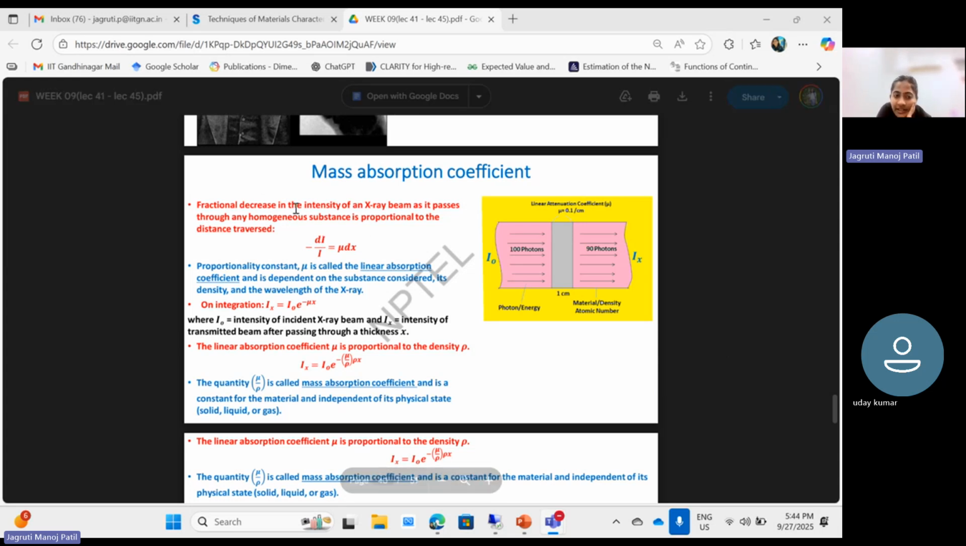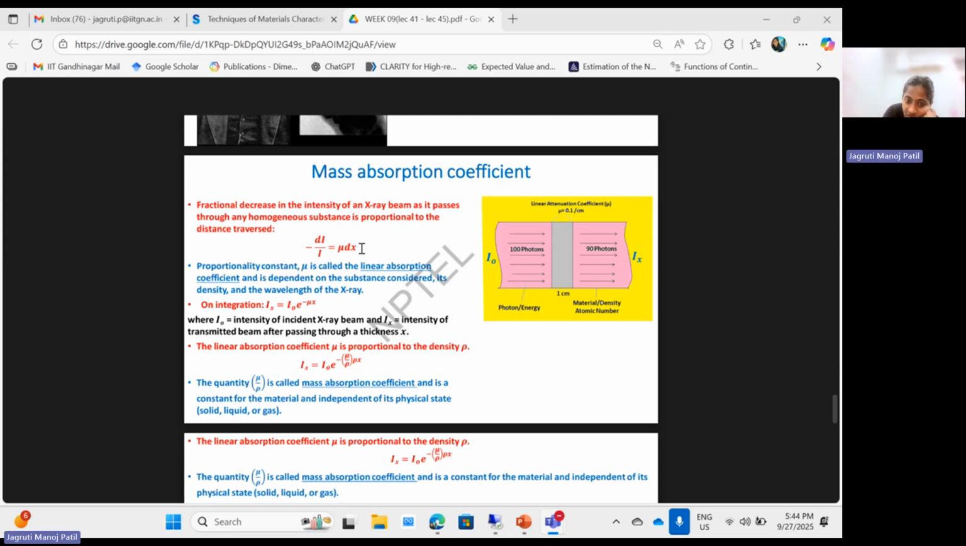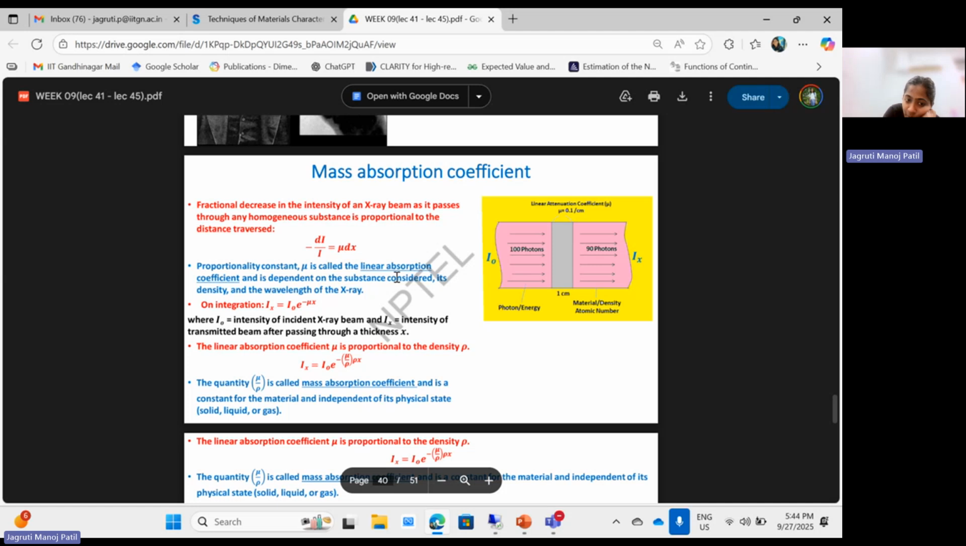If you have a fractional decrease in intensity of an X-ray beam as it passes through a homogeneous material, which is proportional to how much distance is traveled. So the loss, the attenuation that you have in such a case is represented by mu, and then it's proportional to the distance that it has traveled, and that's the fractional intensity it is proportional to. Okay, so this is the linear absorption coefficient.